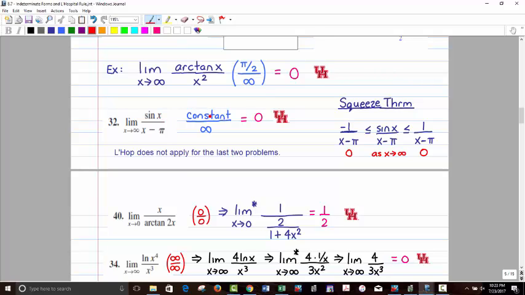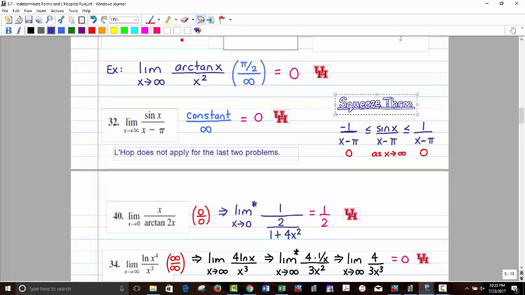Here's how I wrote it. Constant meaning, essentially it's a constant always between -1 and 1, and then you're going towards infinity in the denominator, so that's going to yield a 0. But a more formal way to show it is using this squeeze theorem.